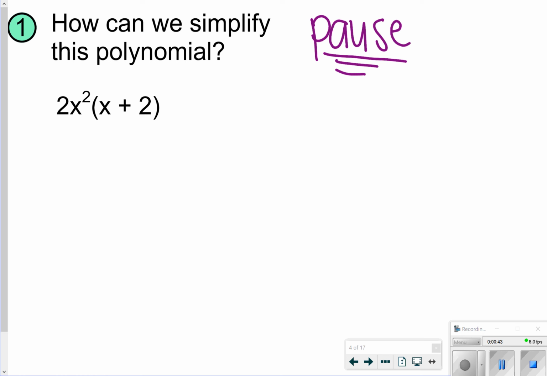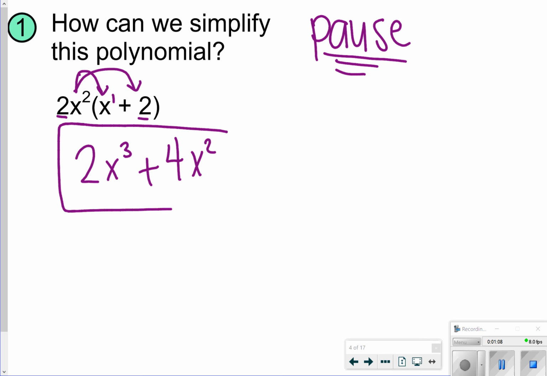Alright, so what you should have done was distribute the 2x squared to both the x and the 2. 2x squared times x will give us 2x to the third power, because remember, if there's a variable by itself, it automatically has an exponent of 1. And then 2x squared times 2, we're just multiplying the 2's together and we'll get 4x squared. So after I distributed, this would be my answer, 2x to the third plus 4x to the second.